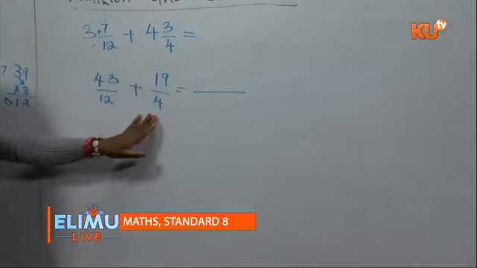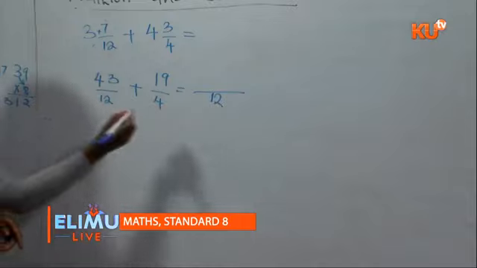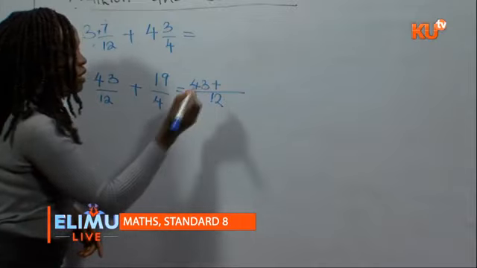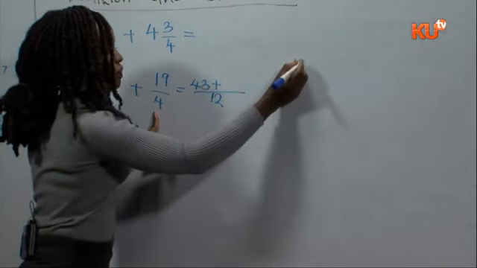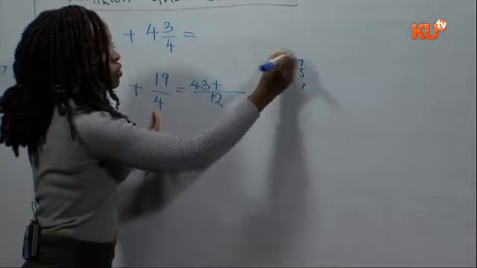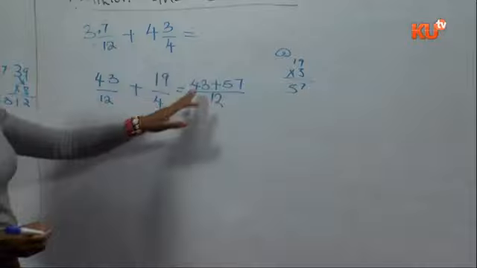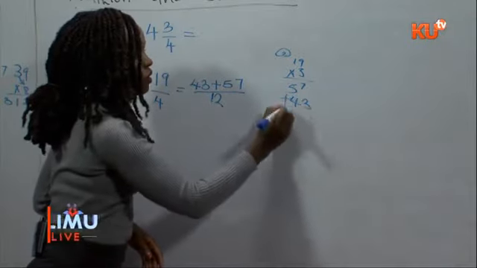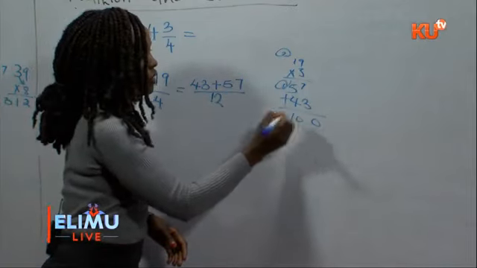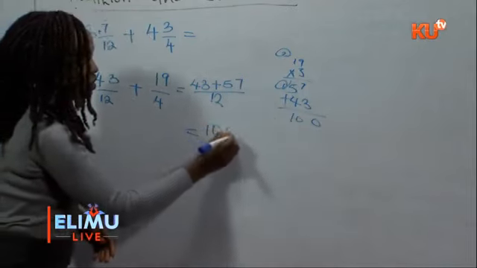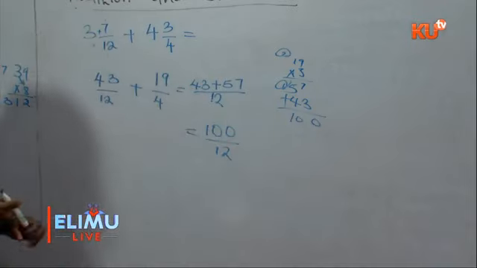So the LCM of 12 and 4 is 12. So 12 divided by 12 is 1, times 43. We get 43, plus 12 divided by 4 is 3. 19 times 3: 27, carry 2, 5. We get 57. Then 57 plus 43. This is 10, carry 1, 100. We get 100, that is 100 over 12.